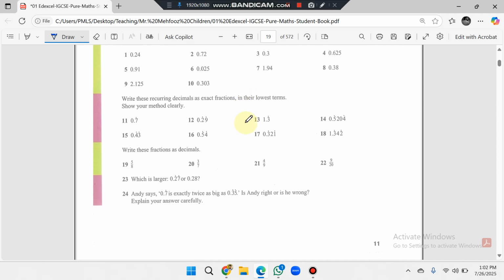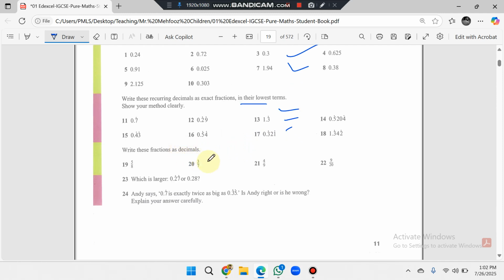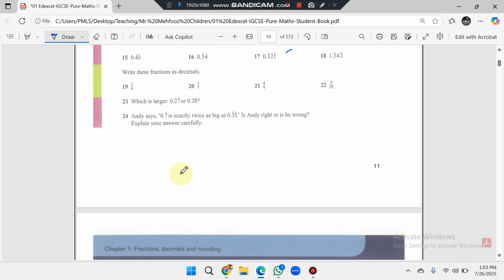Now here is the next exercise, that is 1.3. Write these terminating decimals as exact fractions, giving each answer in the lowest form. So first of all, we have to convert these terminating decimals into fractions. In question number 2, we have to convert these recurring decimals into fractions in the lowest form. Also write these fractions as decimals, which can be terminating or recurring. And also in questions number 23 and 24, we can convert easily.